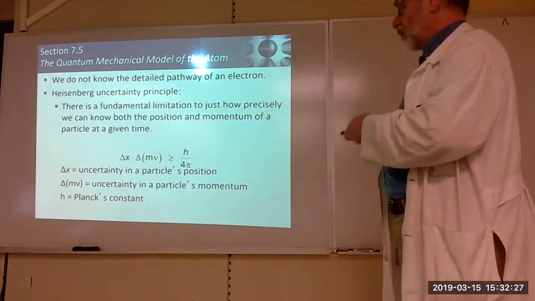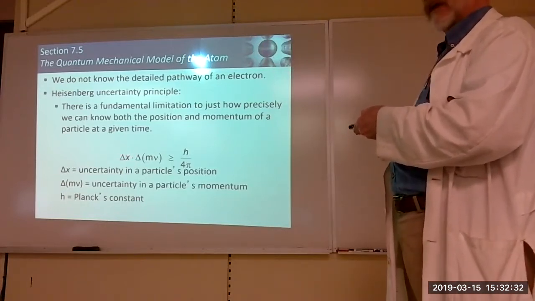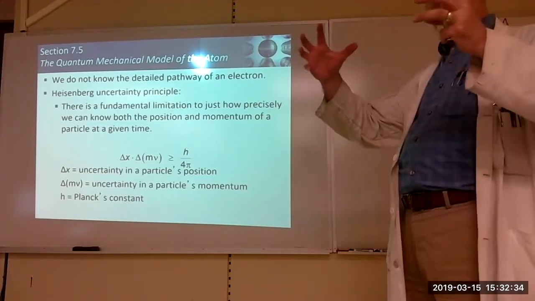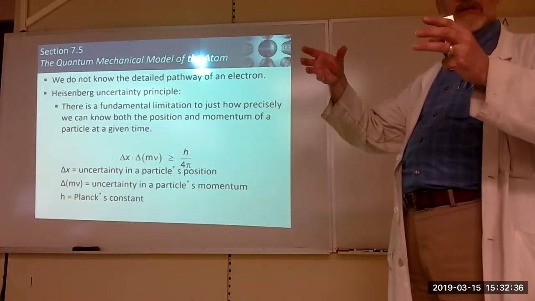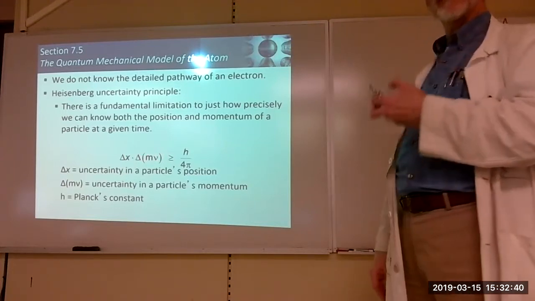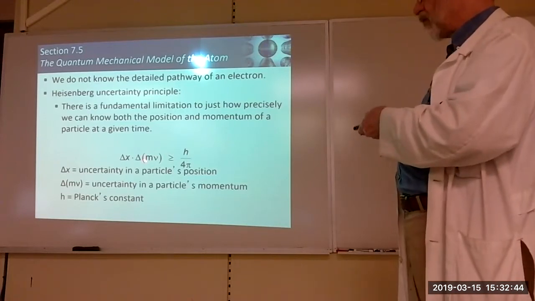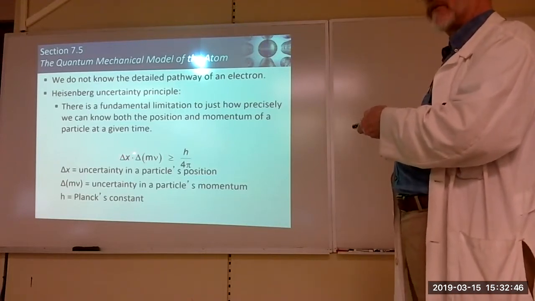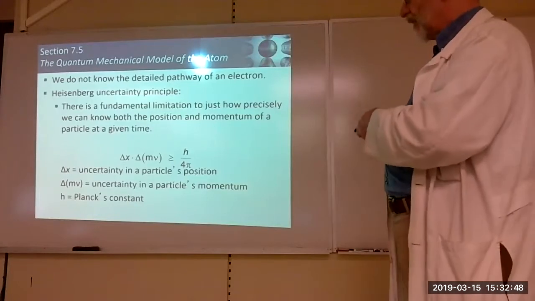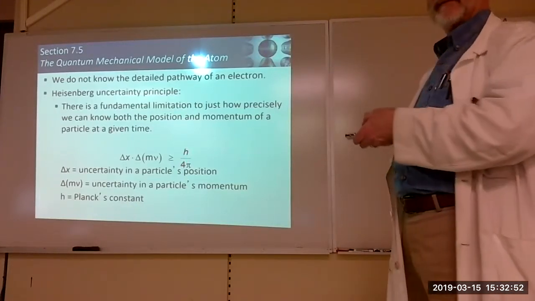So the way he said it was, here's the uncertainty in the particle's position, or delta X. The bigger that value, the more uncertain you are as to where it is. And this is m, mass times velocity is momentum. So you can't know the momentum and this one with any degree of certainty both at the same time. And this is the limit: Planck's constant divided by 4 pi.